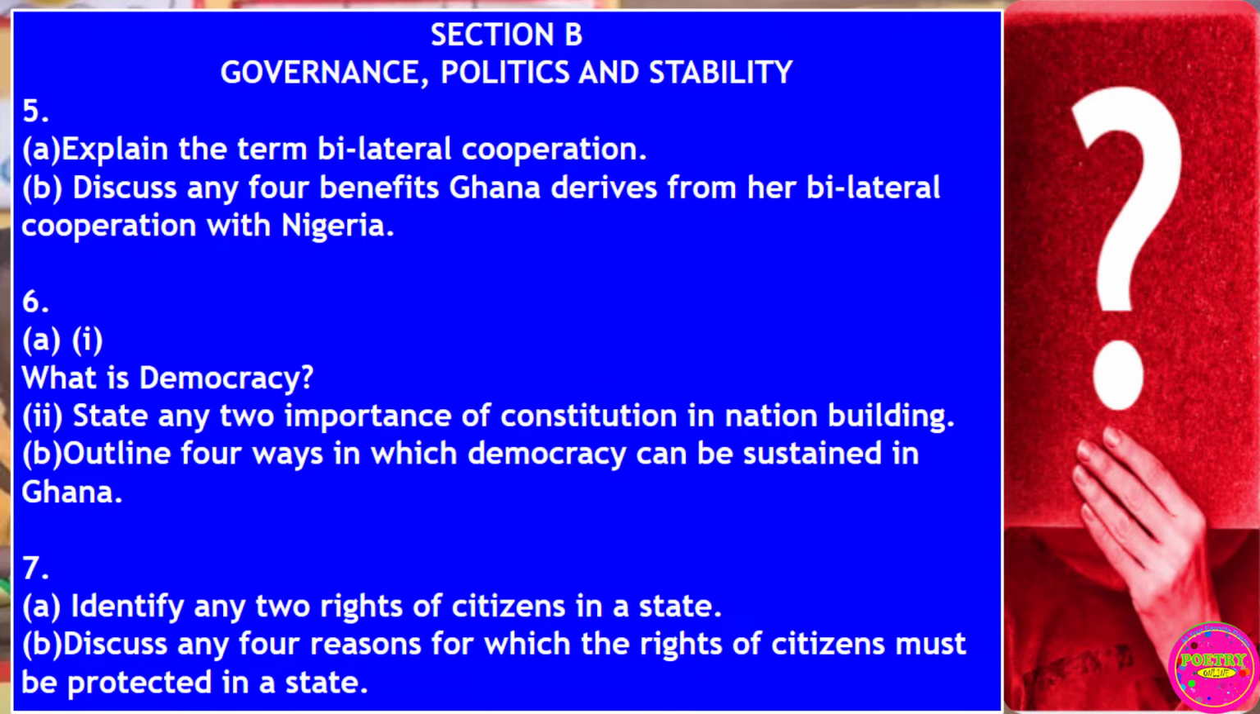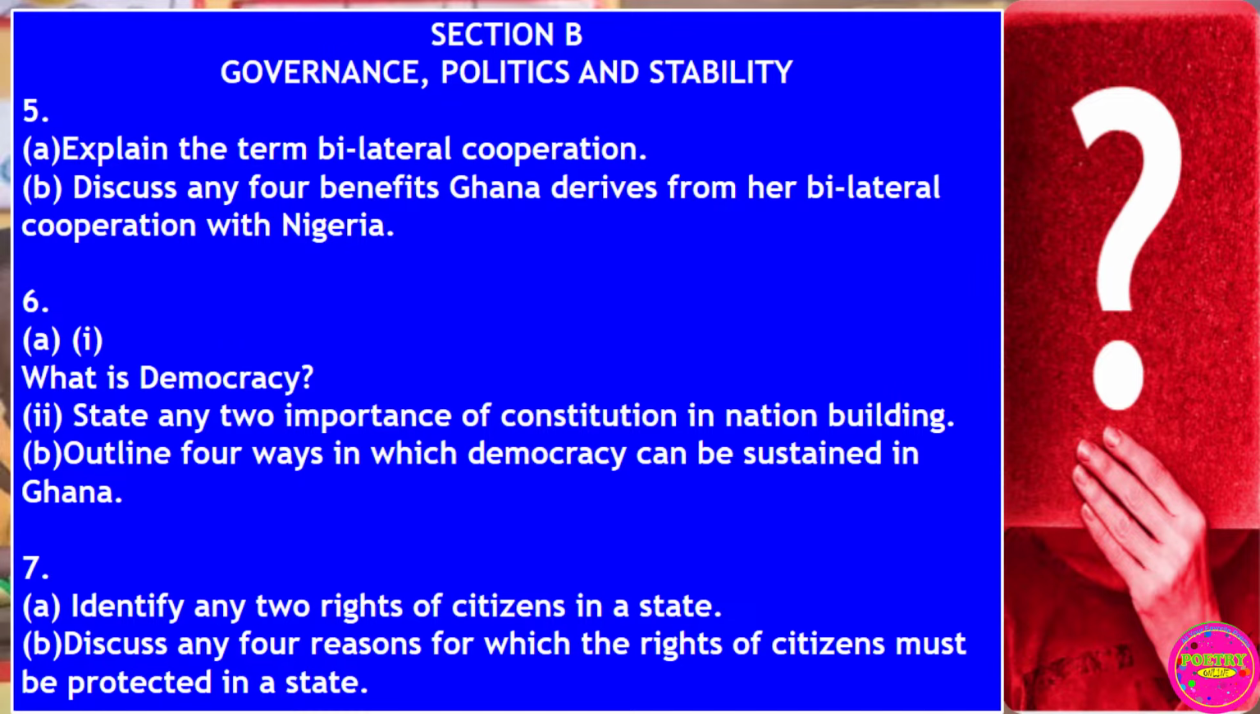Section B. Governance, Politics and Stability. Question 5. A. Explain the term bilateral cooperation. B. Discuss any 4 benefits Ghana derives from a bilateral cooperation with Nigeria.